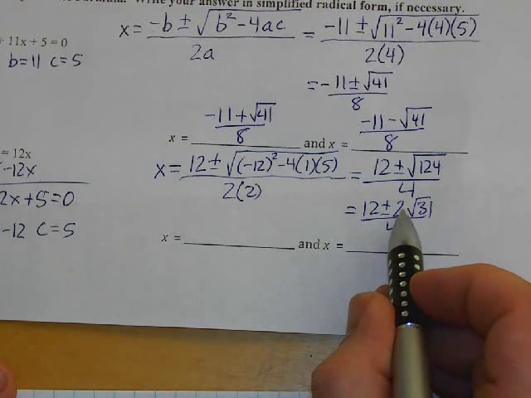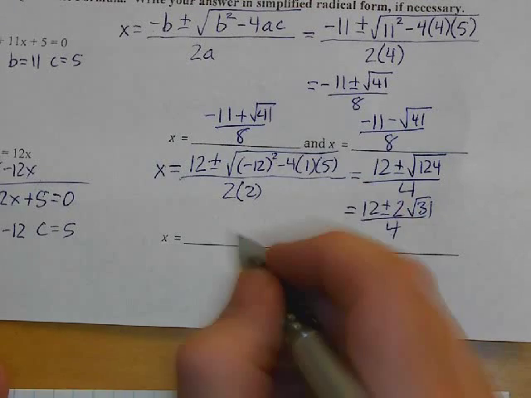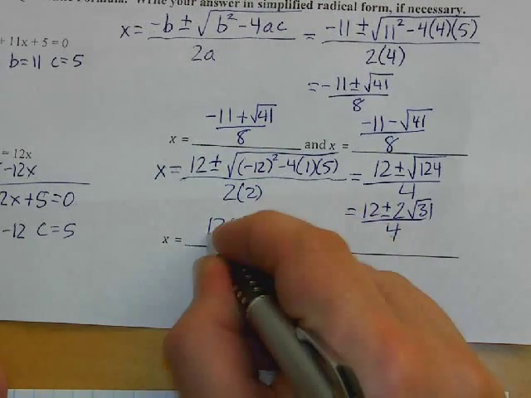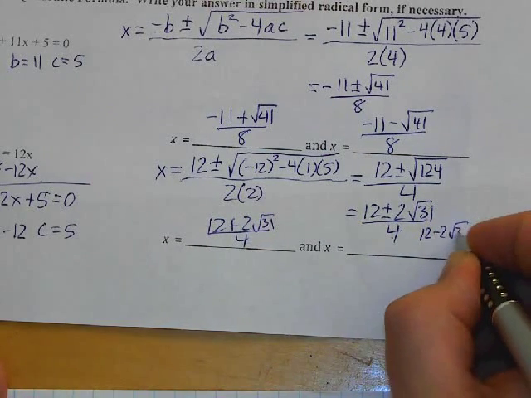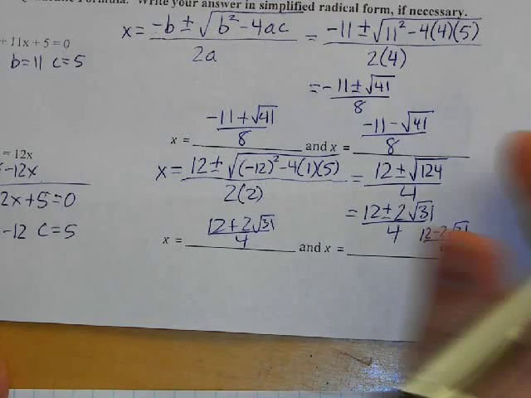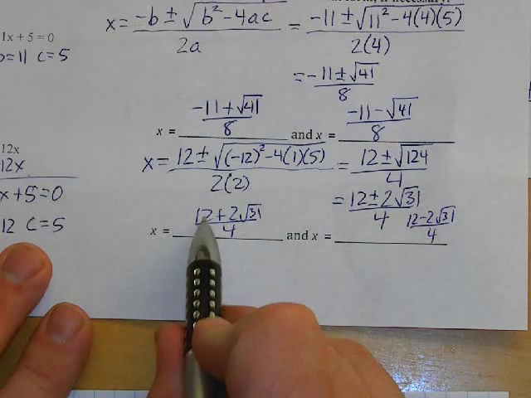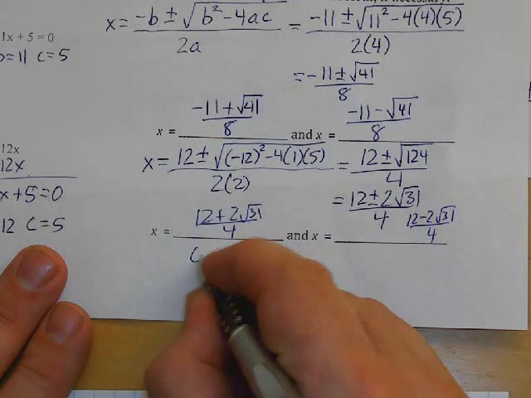Now, notice that all three of these numbers here have a common factor of 2. If you just want to write 12 plus 2 radical 31 over 4 and 12 minus 2 radical 31 over 4 is your answer, I'm going to be okay with that for this quiz or this test. But what I'd hope you'd realize is that since the top and bottom have common factors of 2, we'd reduce it.